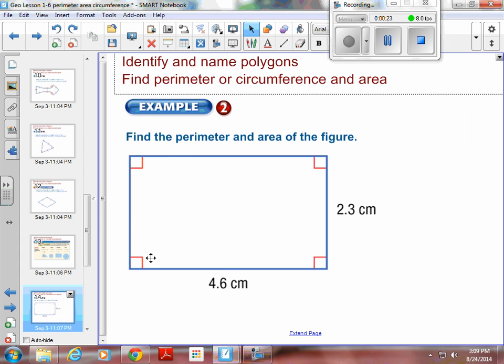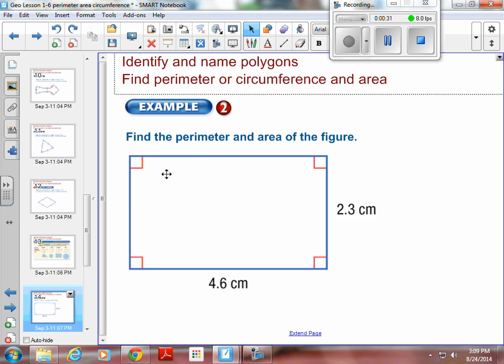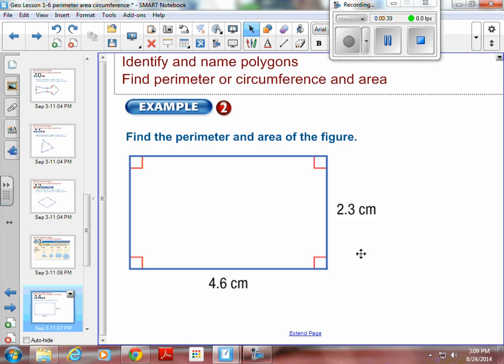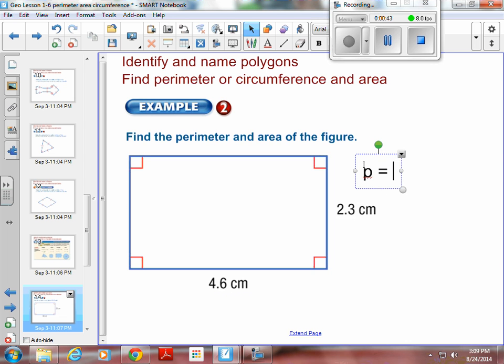This is a four-sided figure. It is a rectangle, so we can go back and look up what our formula here is, rectangle. We want to find the perimeter and area, so we need both of these formulas. We need 2 times the length plus 2 times the width. So the perimeter is equal to 2 times the length plus 2 times the width.